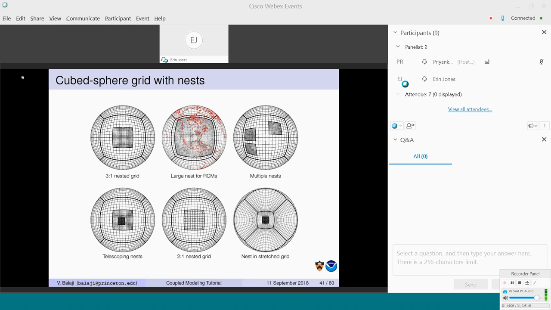Supposing you had 2 or 3 storms going on at the same time, one in the Pacific, one in the Atlantic, you can put a nest on each, so you can have multiple nests. You can have what are called telescoping nests: you put in a nest and then you want to go even finer scale, so you can put another nest inside this nest. By three? Yeah, you can put any number, as many as you want. There's no stability issue there.